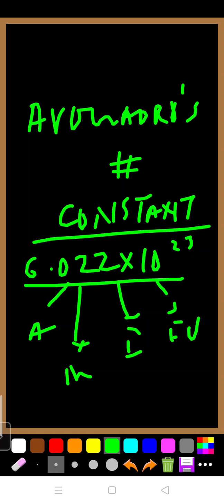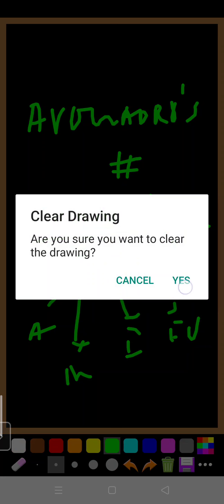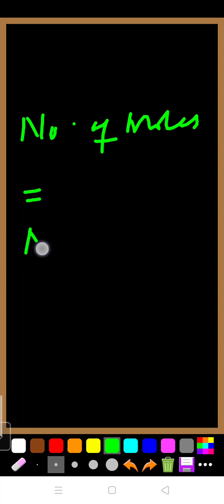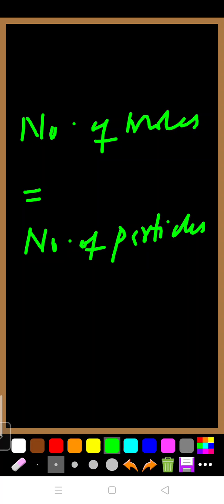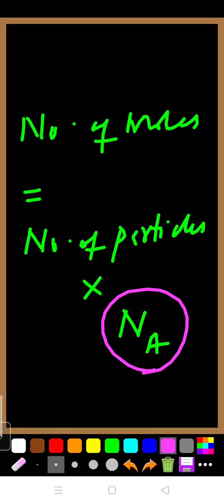Now the formula for calculation of particles from the given number of moles or vice versa is what we write on this formula class. Number of moles is equal to number of particles multiplied by Na. This is the symbol for Avogadro's number. So what is the formula for calculation? We have number of moles is equal to number of particles into Na. ठीक है, number of moles is equal to number of particles into Na, और vice versa क्या होगा इसका?